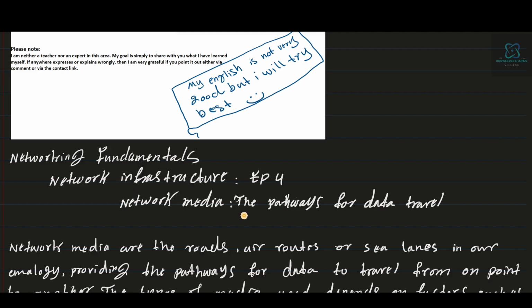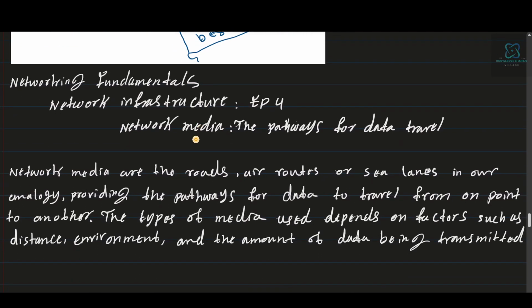So, are you ready? You can say that network media act as pathways for data to travel, to sum it all up. Network media are the roads, air routes, or sea lanes in our city analogy that we started in the first episode, providing the pathways for data to travel from one point to another.